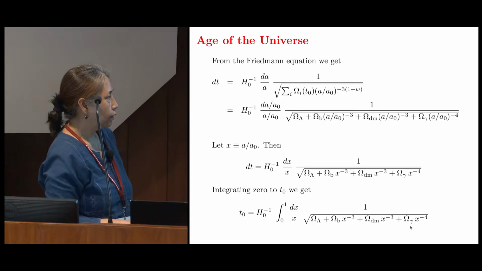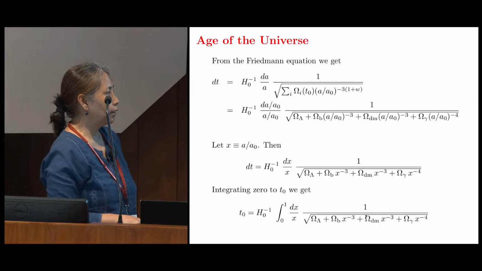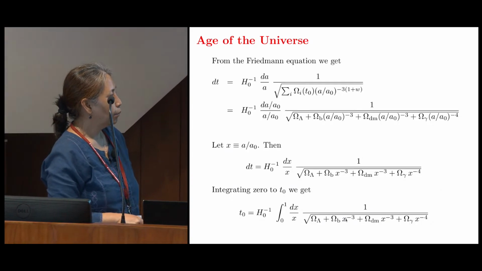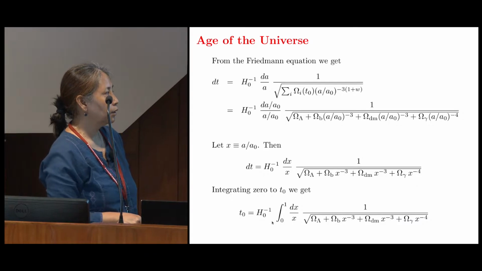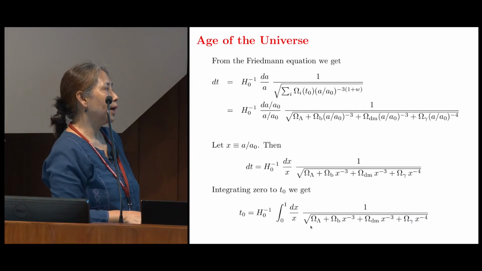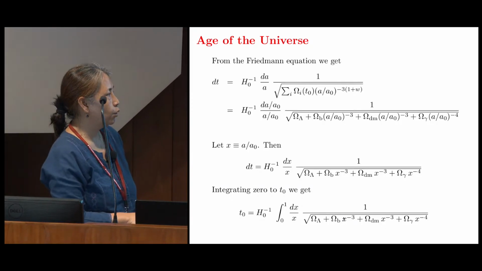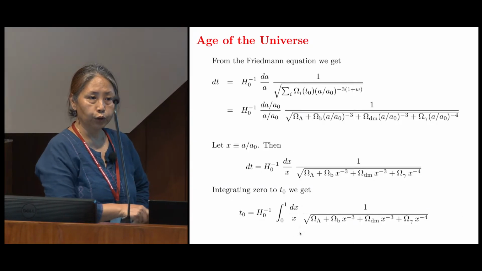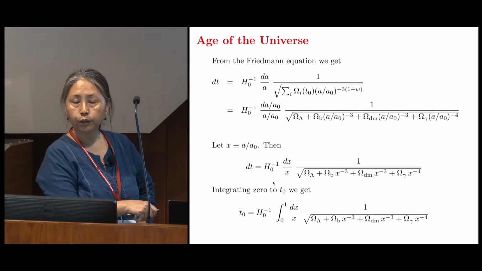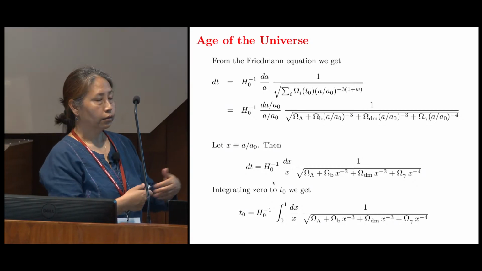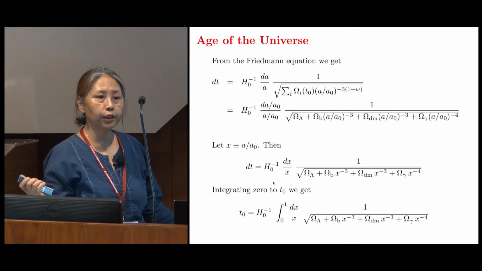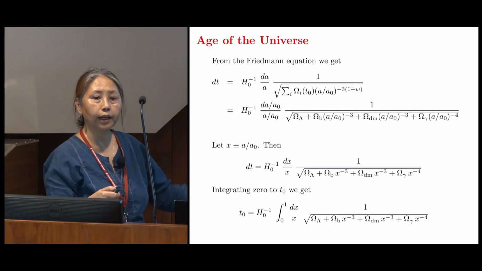So, you can solve it. Similarly, if you have only dark matter, you can solve it. Baryon and dark matter are similar. But if only omega lambda is nonzero and these others are 0, then the integral is not going to converge. So, if it is just a cosmological constant filled universe, then you will not have a finite age of the universe.